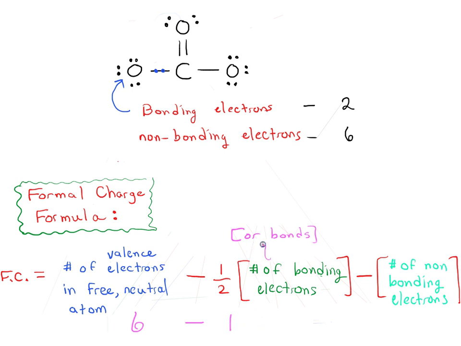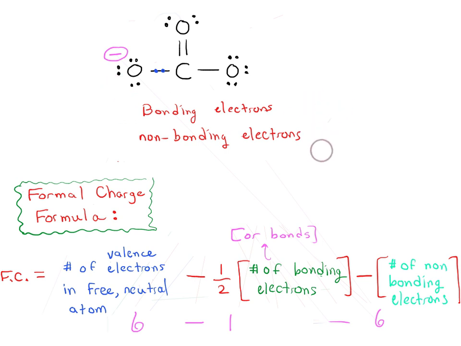And just to note, it gives you the same answer if you just count the number of bonds. There's just one bond here, so it gives you the same answer. A little shortcut helps out. Then let's subtract the number of non-bonding electrons, which is 6. 6 minus 1 minus 6 is the same as 6 minus 7, which gives us an answer of minus 1. Usually you won't see minus 1, you'll just see minus. So the charge on the oxygen is minus 1.